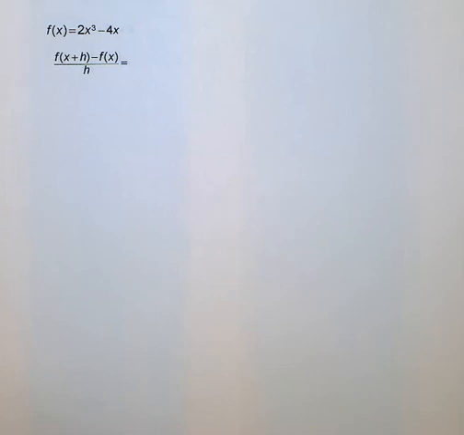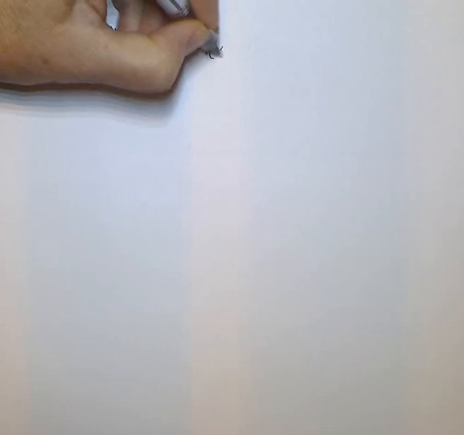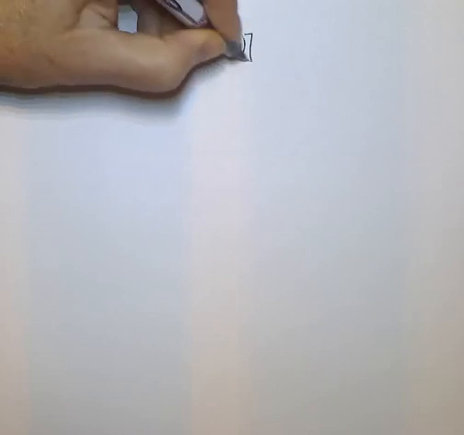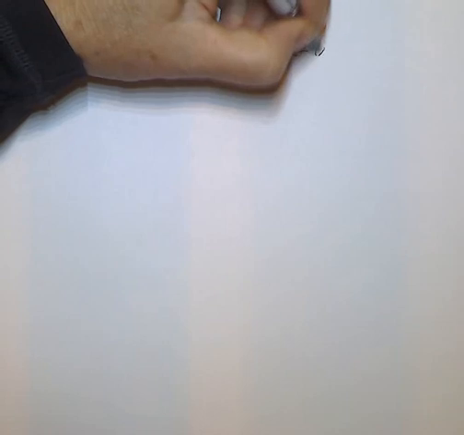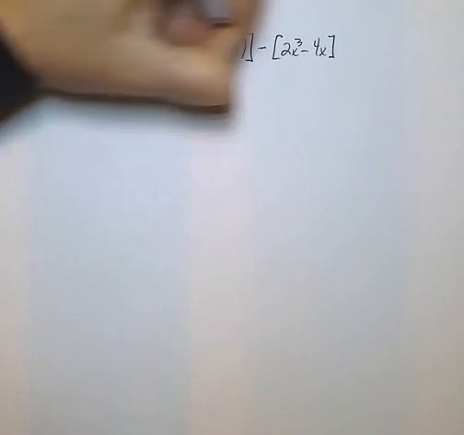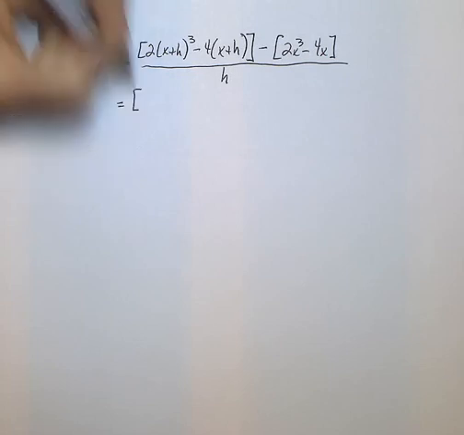So my first step is to write my difference quotient for the function that we have. So I have bracket 2 times x plus h, the quantity cubed, minus 4 times x plus h. That's my f of x plus h expression. Minus, I need my f of x expression, 2x cubed minus 4x, and the whole thing over h. Next step, remember, is to apply the binomial theorem wherever I need it.